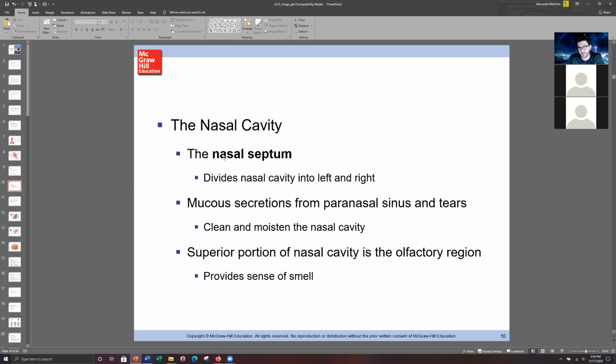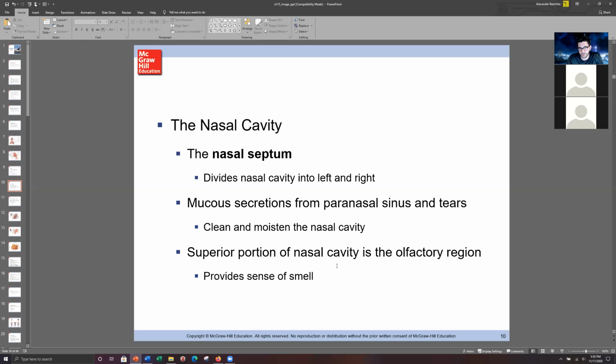So in the nasal cavity, we have that nasal septum that divides the nasal cavities into left and right channels, as it were. We have mucosal secretions from the paranasal sinus and tears that get produced as well. So they can clean and moisten the nasal cavity to wash away any of those particles or foreign pathogens that may get caught in there.